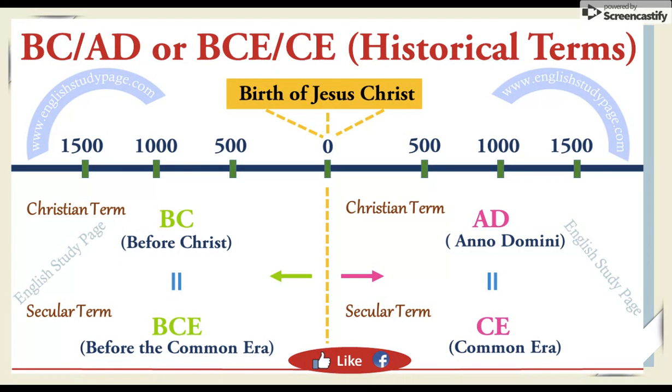So this is a nice graphic that I found that shows that, of course, BC and AD are Christian, whereas secular is the BCE and the CE.